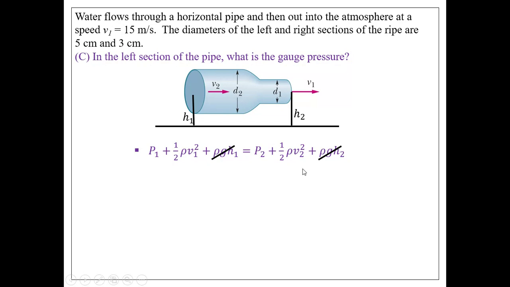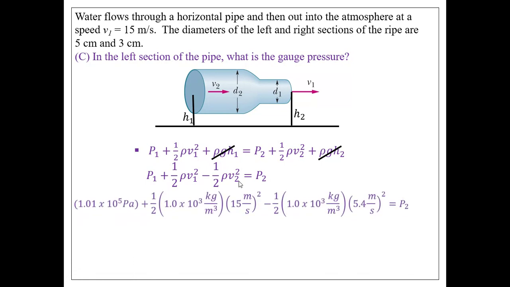Why? Because H1 and H2 are equal, so these two terms are the same, and if they're the same, you might as well just cancel them. Essentially, this equation reduces down to just P2. I need to solve for P2, simply subtracting both sides by 1/2 rho V2 squared. P1 is given, and the density of water is a constant. And V1 here is given as 15 meters per second. So really the only thing I don't know is V2. But V2 we already found in the previous part B, which is 5.4 meters per second.